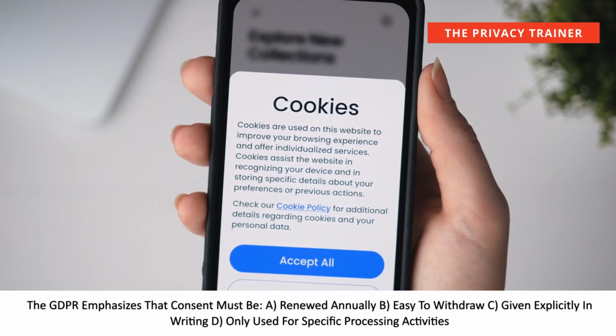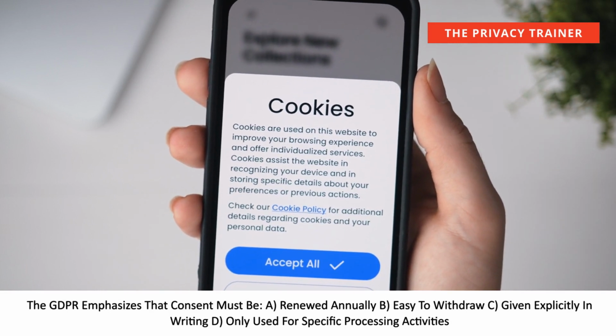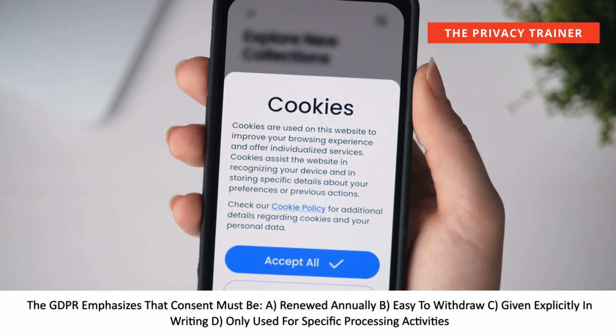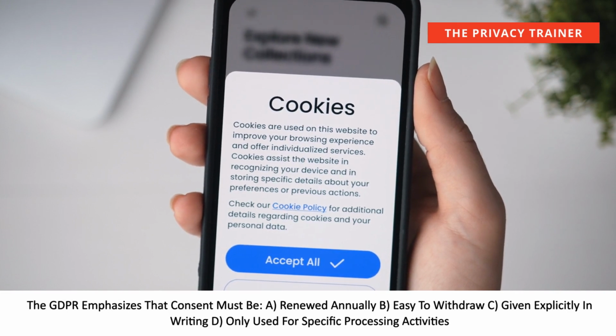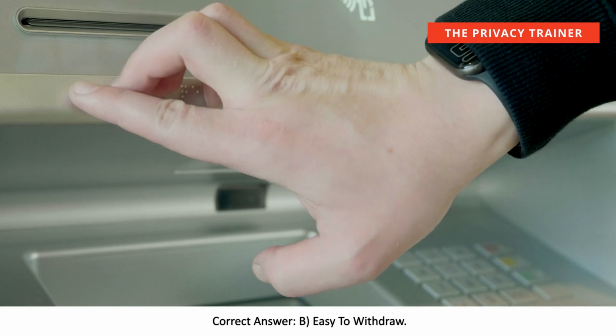The GDPR emphasizes that consent must be: A. Renewed annually. B. Easy to withdraw. C. Given explicitly in writing. D. Only used for specific processing activities. Correct answer, B. Easy to withdraw.